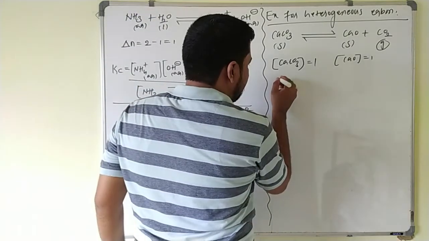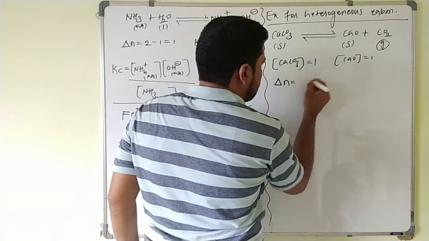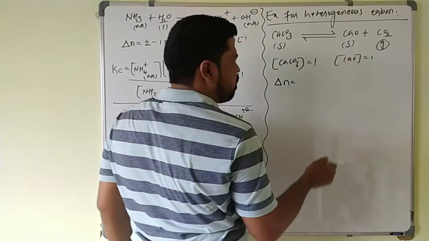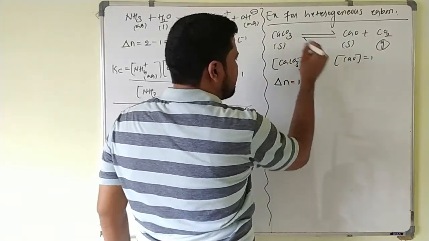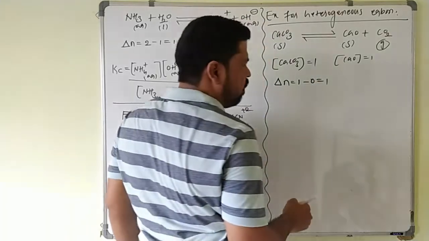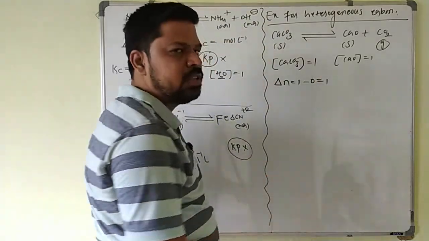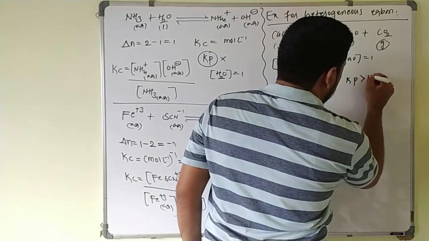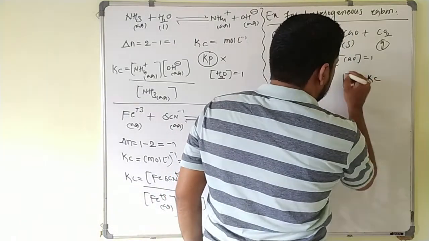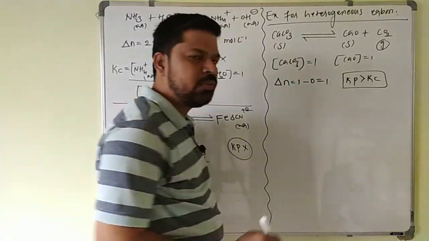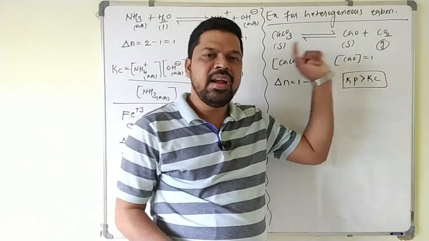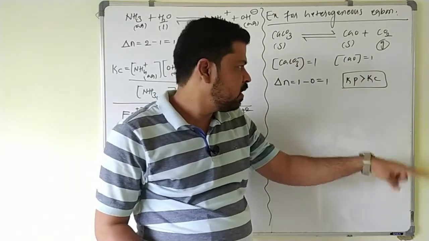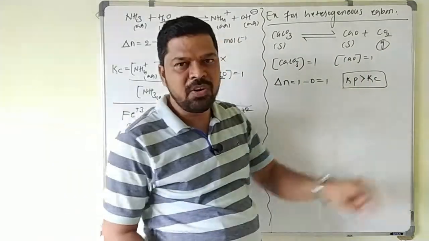Now what is the delta N value for this one? Number of moles of gaseous product minus reactant. The number of moles of gaseous product is 1. Is there any gaseous reactant? No. Delta N value equal to 1. Since delta N value is positive, in this case already we know that Kp will be greater than Kc. So delta N positive, Kp greater than Kc, delta N equal to 0, Kp equal to Kc, delta N less than 0, then Kp is less than Kc. Already we know that one.